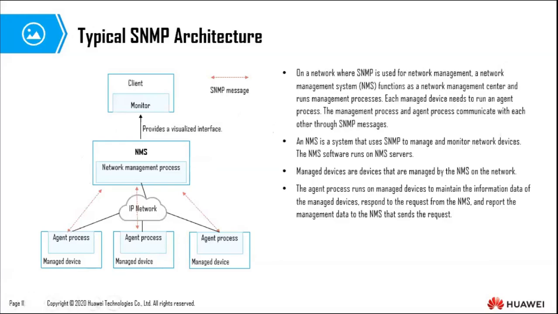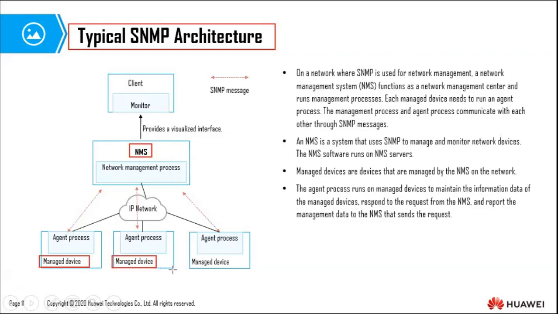So typical SNMP architecture. This is the typical SNMP architecture. Here you have two kinds of devices. You have the network management system. Then you have what you call the managed devices. The managed devices are the routers, the switches, and anything else that you can monitor on the network. Those are the managed devices. They are managed by the NMS on the network.